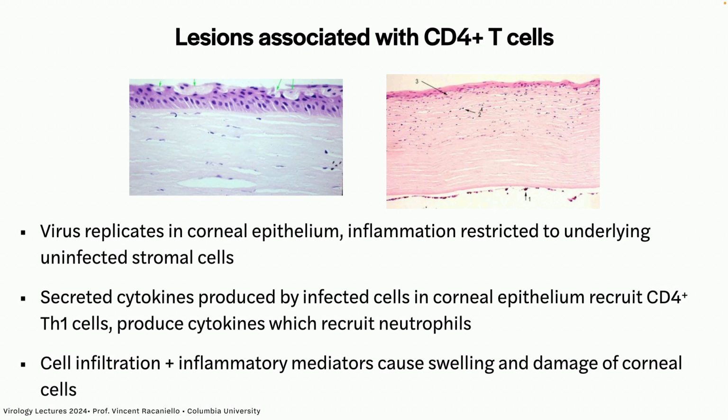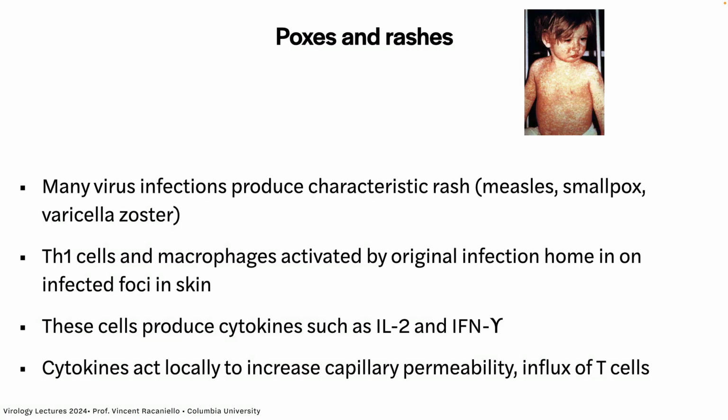Here's another section of an infected cornea, and you can see all these dark dots are CD4 positive T cells being recruited by the infection, and they in turn cause the damage and the opacity of the cornea. So these cells are not infected. These stromal cells below the epithelial surface are not infected. They are damaged by the cytokines released by CD4s and by other cells that are recruited by that.